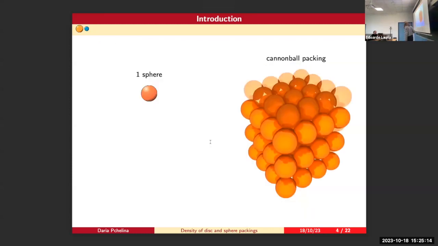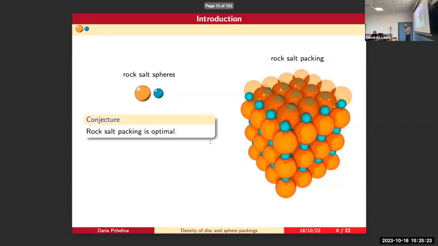In 3D, as I mentioned, the cannonball packing is the best. Now I propose to you to insert small blue spheres in the holes of this packing, the largest blue spheres possible without overlap of the orange ones. It will be even denser. Actually, it turns out that this packing has the same structure as the crystal form of sodium chloride, known by chemists, and it's also called rock salt. That's why we call this packing rock salt packing, and these are rock salt spheres.